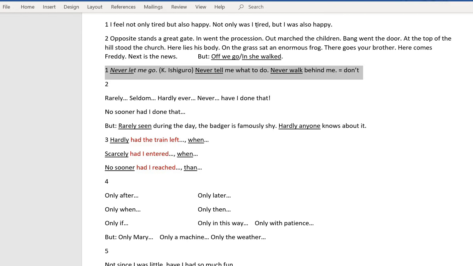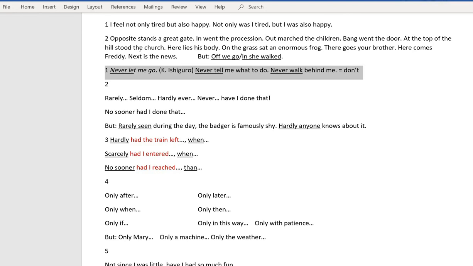Point number 2 in your notes talks about changing the normal order when an adverbial is placed at the beginning, as in: along the street came a strange procession. Opposite stands a great gate. In went the procession, out marched the children. Bang went the door. At the top of the hill stood the church. Here lies his body. On the grass sat an enormous frog. There goes your brother. Here comes Freddy.